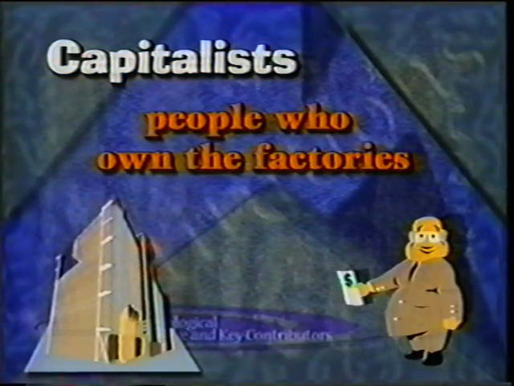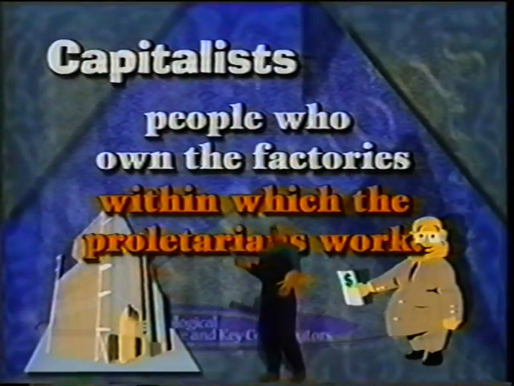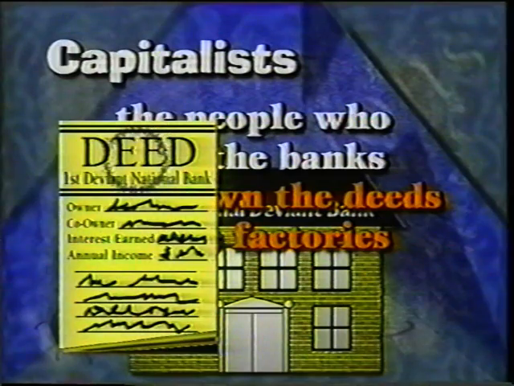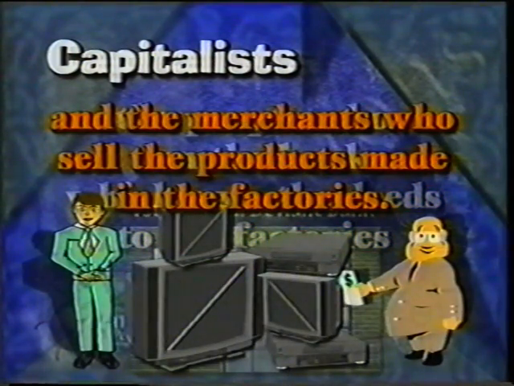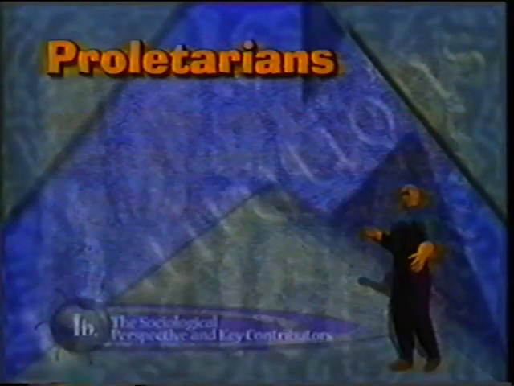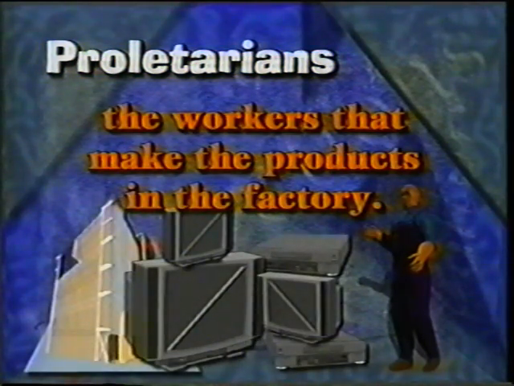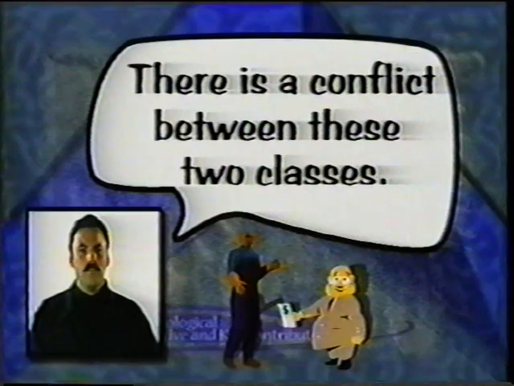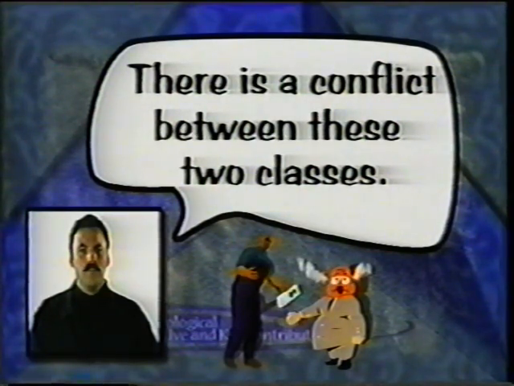Capitalists are people who own the factories within which the proletarians work. Capitalists are also the people who run the banks which own the deeds to the factories, and the merchants who sell the products made in the factories. The proletarians are the workers that make the products in the factory. They are the common people. So Marx theorized that there was a conflict between these two classes.